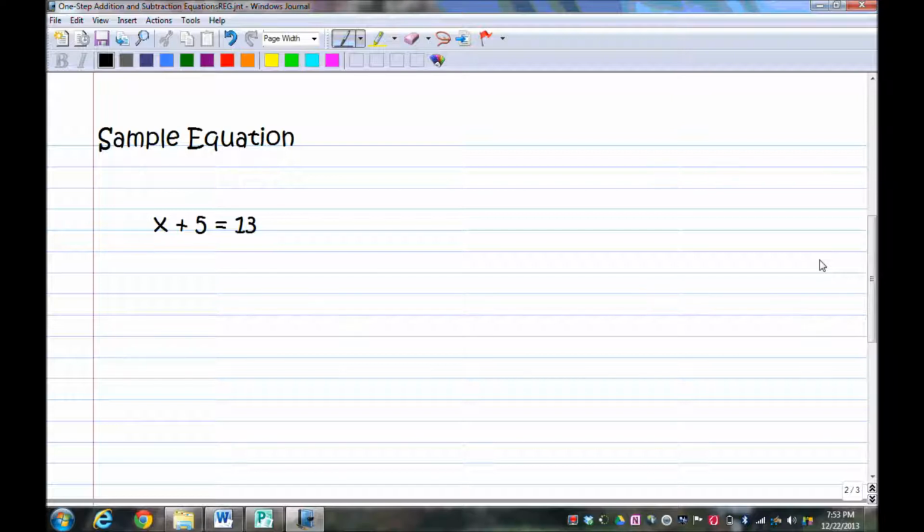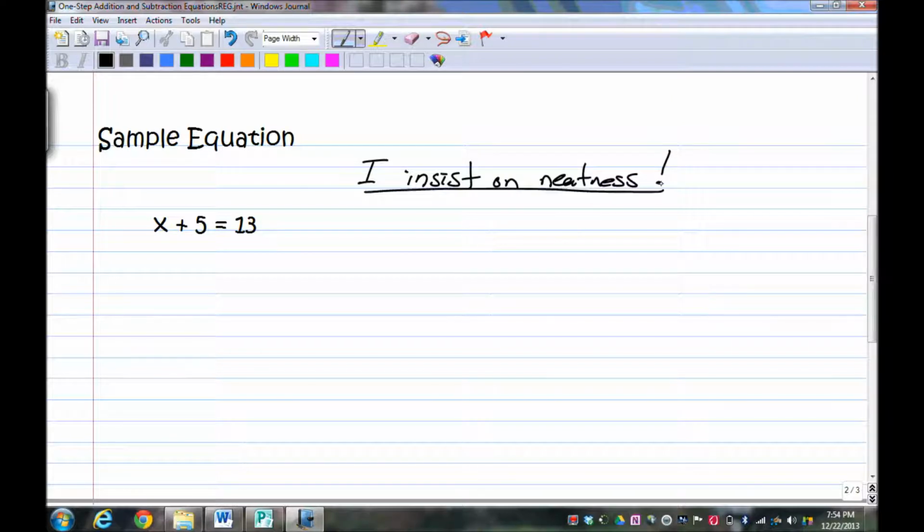First of all, I want you to know that I insist on neatness. When it comes to equations, I do not accept sloppy work. You have to not only be neat, but you have to show me the work properly or I'll make you redo it all. So, what I said before, you want to get the variable by itself.